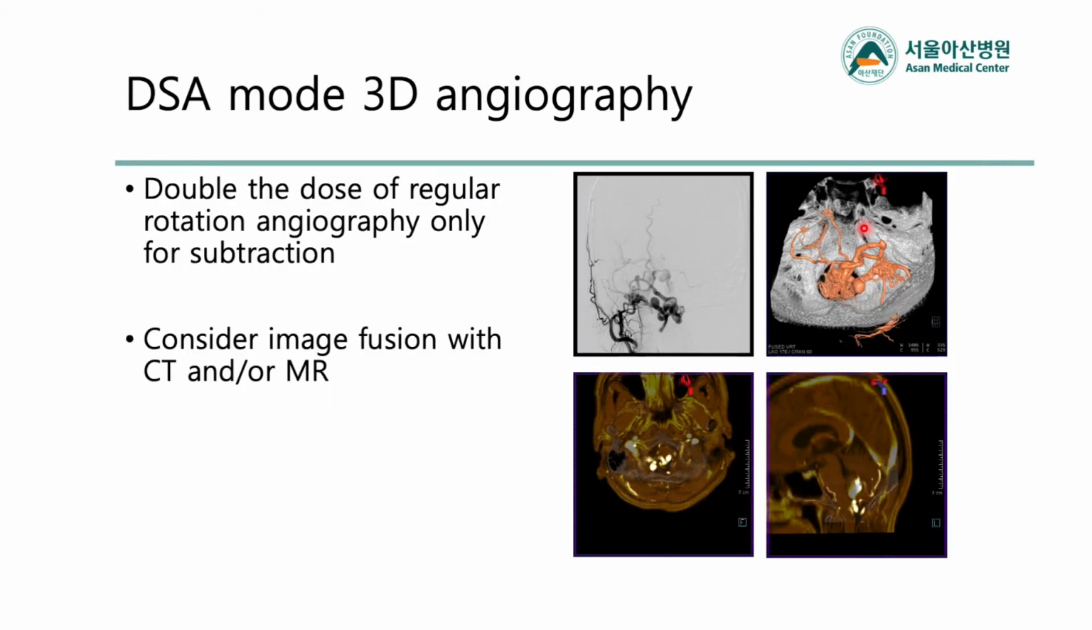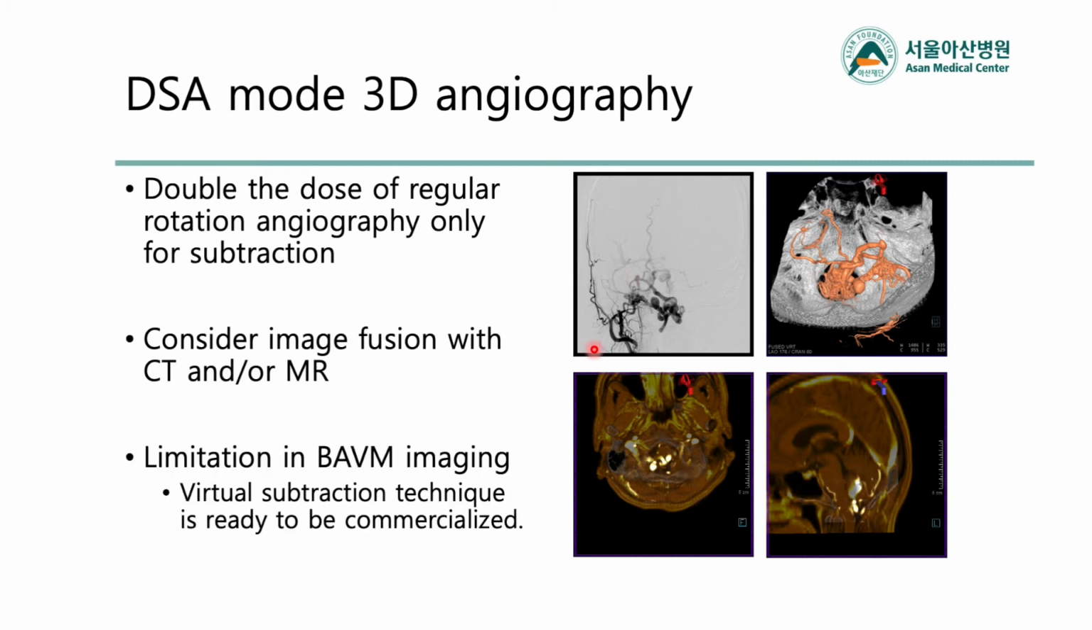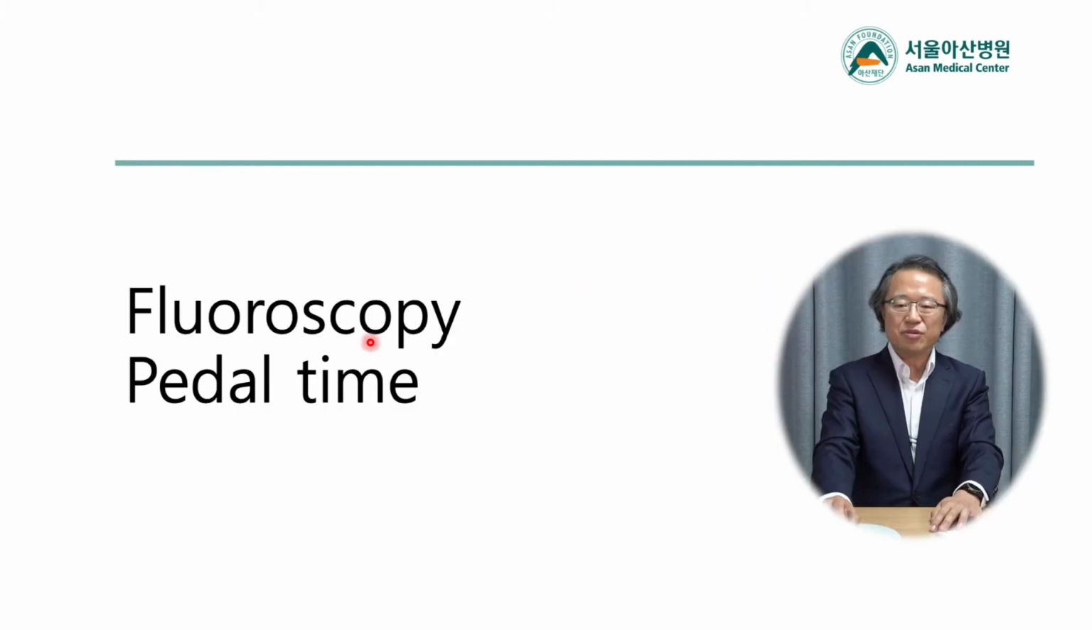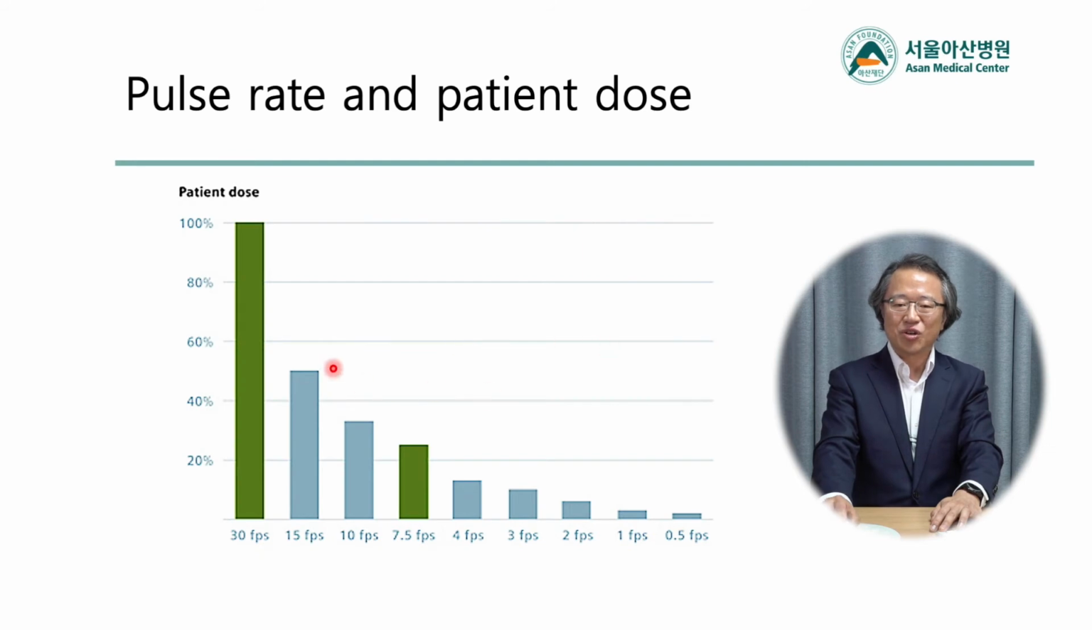We tend to obtain 3D angiography with a subtraction mode. However, we need to reconsider its usefulness. We can get different modality image fusion instead. Virtual subtraction would be the way we should go. Since about 1/3 of the radiation burden comes from fluoroscopy, we need to be smart with this job. Needless to say, the dose decreases significantly with a lower pulse rate.